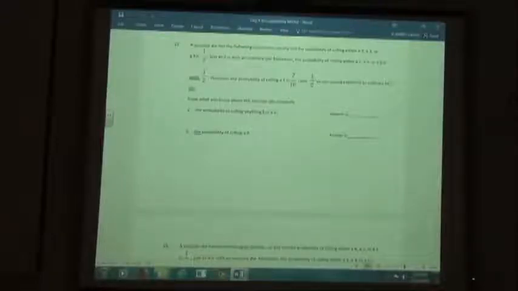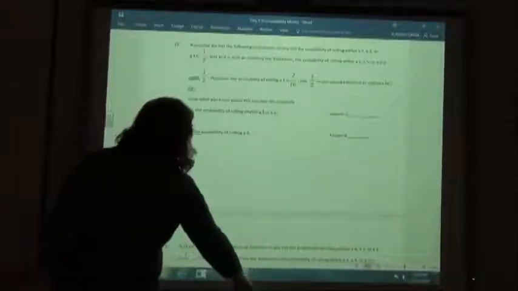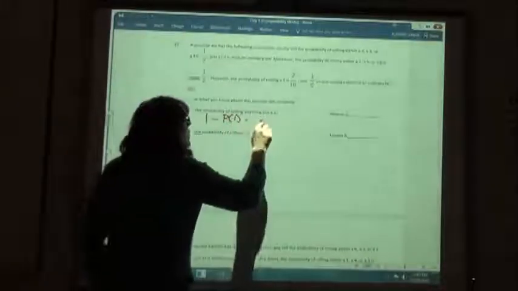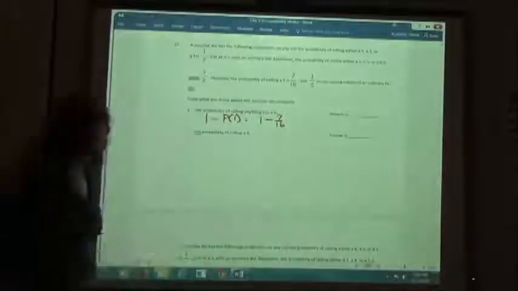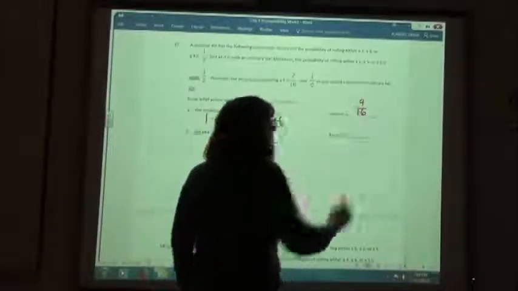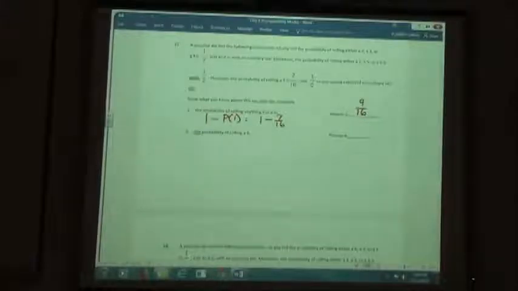If I want to find anything but a 1, I can take 1 minus the probability of getting a 1, right? I'm not going to get a 1, so I'm going to do 1 minus the probability of getting a 1. 1 minus 7/16 then is going to be my problem. And if I take 1 minus 7/16, I get 9/16, right? 1 would be 16/16. 16 minus 7 gives me 9/16.